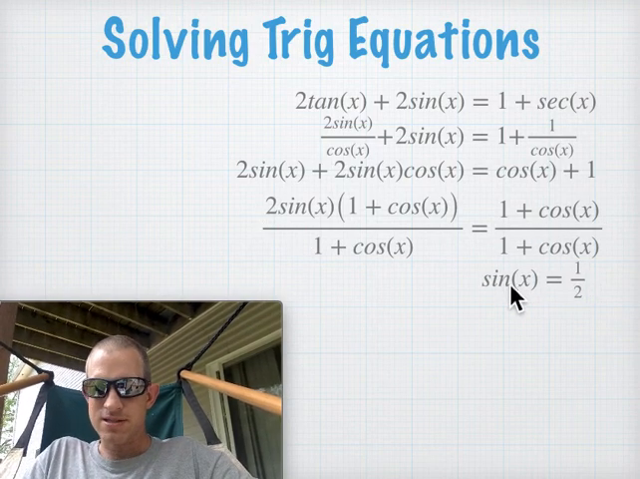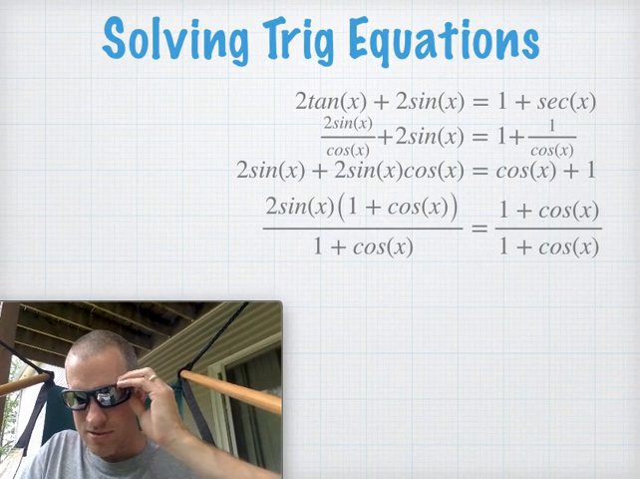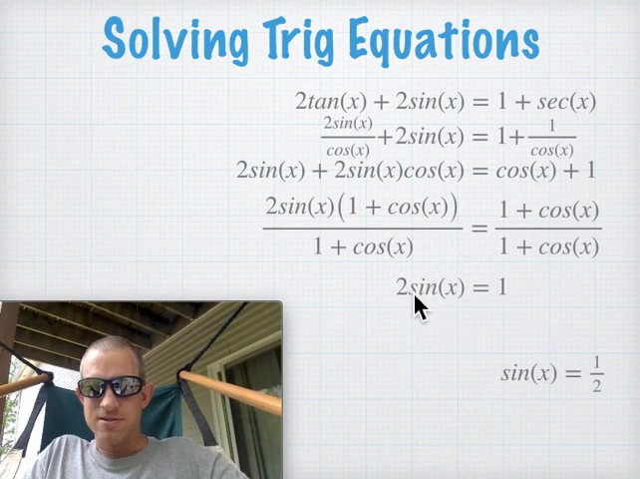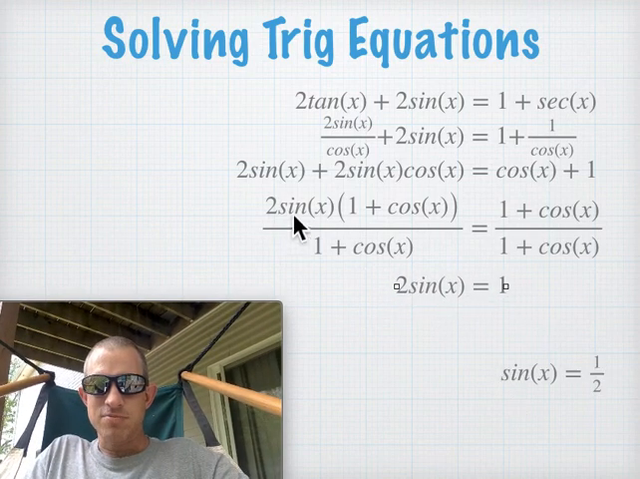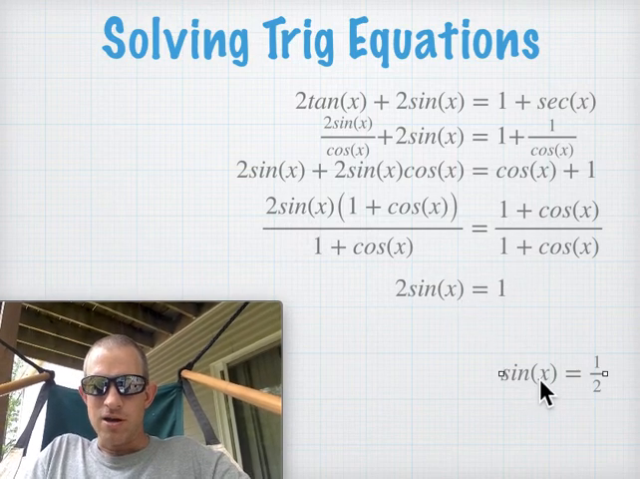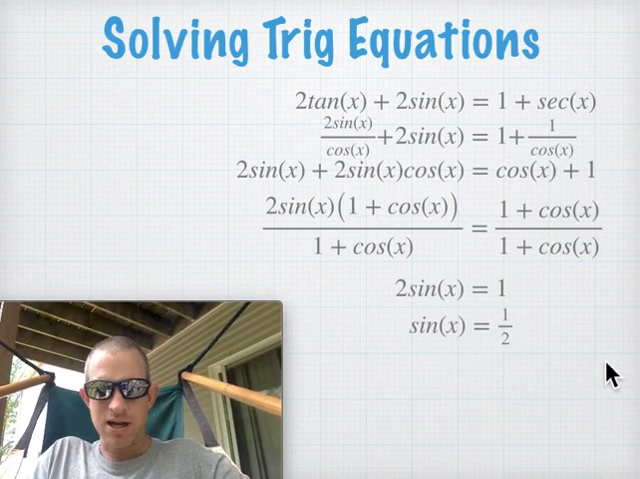Oops, I got ahead of myself. Where's that equation? There it is. The left-hand side becomes 2 sine of x, and the right-hand side is just 1, and that's a quick and easy one to solve. Divide both sides by 2 and do a few lookups, and we are done, kind of.